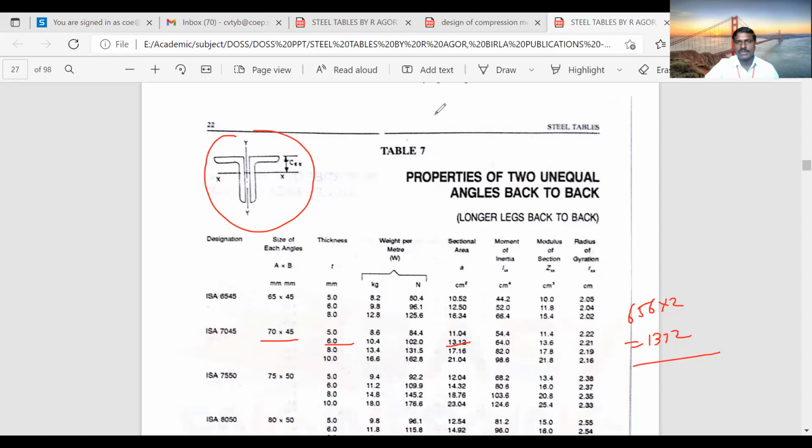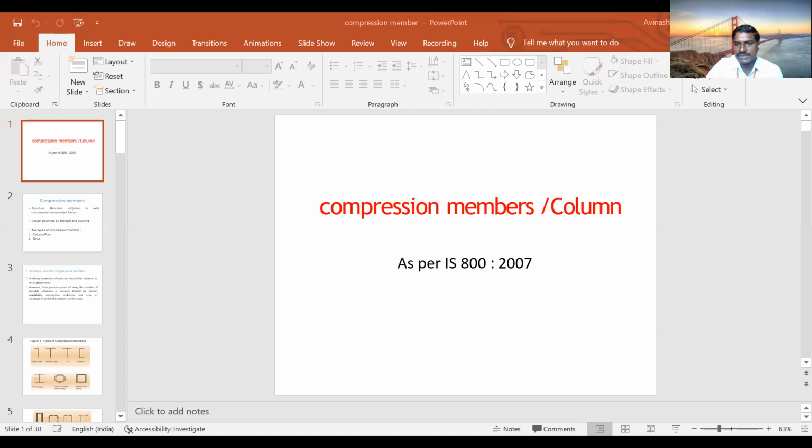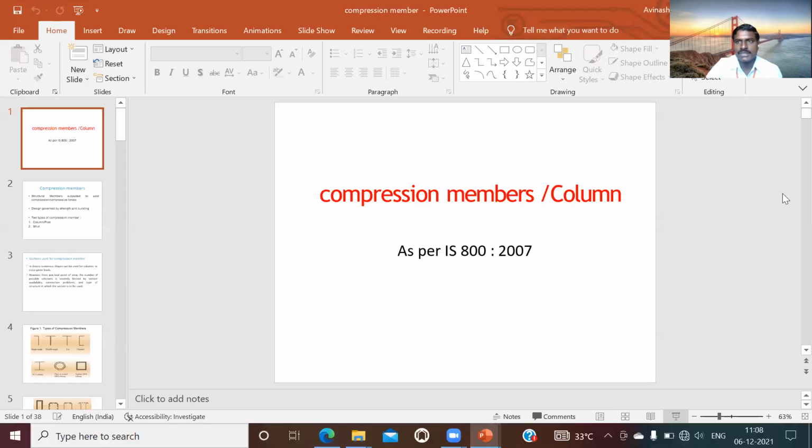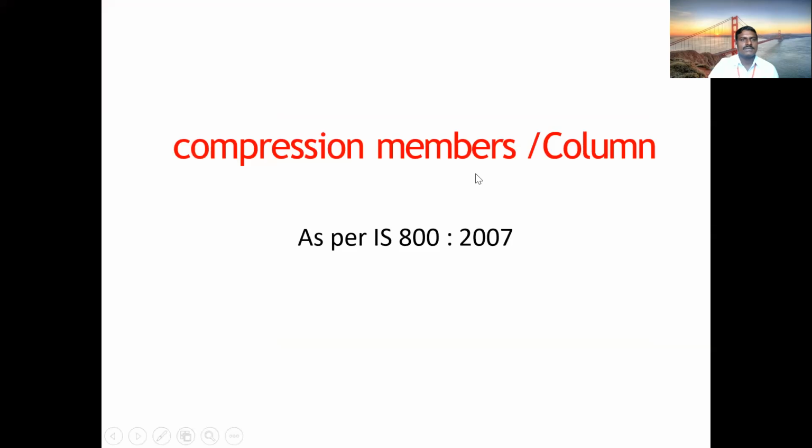Yes, sir. Okay. So here we will end the unit number 3 and we will start the unit number 4. That is, you can see here, the compression member or column. So till now we have designed the tension member from the truss. Similarly, now we have to design the compression member from the truss.